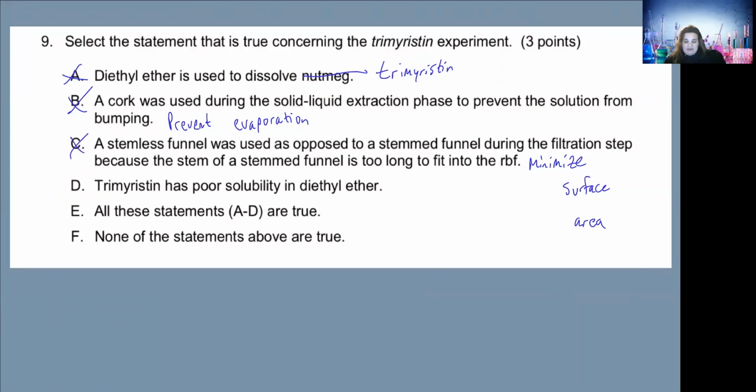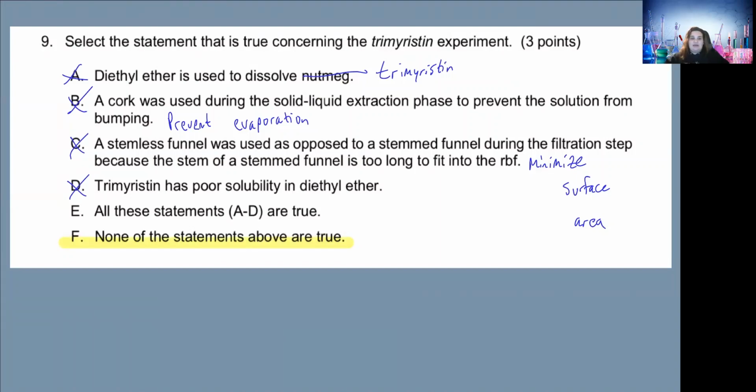And last but not least, trimyristin has poor solubility in diethyl ether. That is also incorrect, right? That is not a true statement because the whole purpose of using the diethyl ether is to dissolve the trimyristin, right? That's why we're using the solid liquid extraction. So D is also incorrect. So this is one of those cases where none of the statements above are true, okay?